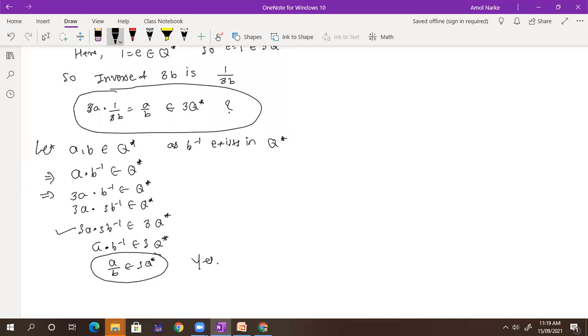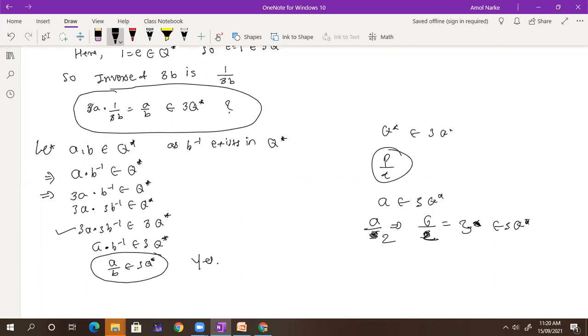Any number from Q star also belongs to 3Q star, because any number is P divided by Q. If I ask whether A belongs to 3Q star, you can say definitely yes. Why? Because A divided by 3, the value of A is nothing but 6. What is 6 divided by 3? 2. But 2 does not belong here. So instead of dividing by 3, I divide by 2, so I will get 3 here. And 3 belongs to 3Q star.